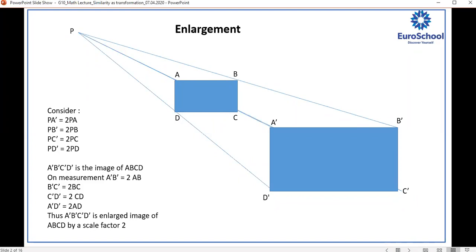When the size is bigger, what we call it? Enlargement, right? Like I explained you this example. You have one rectangle, and whenever we are enlarging it, we use one scale factor, right? And we apply that scale factor to all the sides. So here in enlargement, ABCD is your actual figure, and A dash, B dash, C dash, D dash is your enlarged figure.